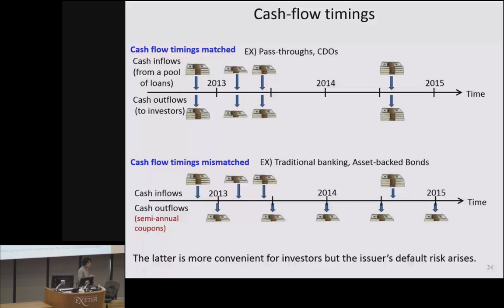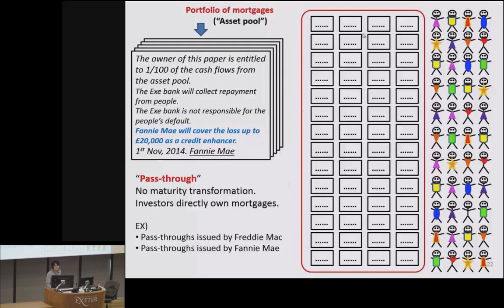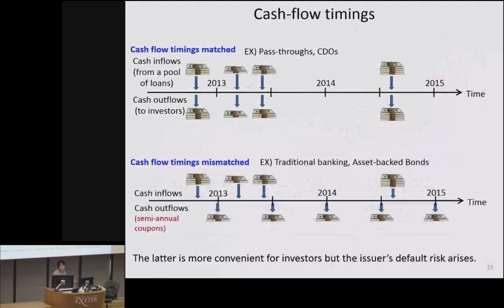Okay, so pass-throughs are called pass-throughs because for pass-throughs, whenever there is cash flow from this pool of mortgages, the cash flows are simply passed on to the investors of the pass-throughs. In other words, for Fannie Mae, cash inflows from this pool of the mortgages and cash outflows to be paid to the investors are matched. Whenever there is cash flows from the pool of the mortgages, investors are paid. Okay? In this sense, cash flow timings are matched for pass-throughs.